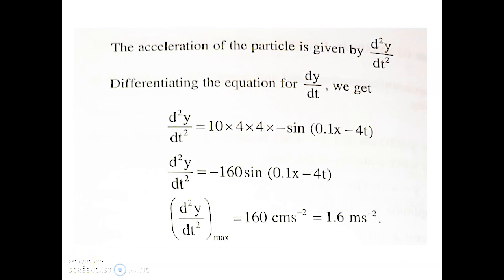In the next video, we will discuss the energy of plane progressive waves.